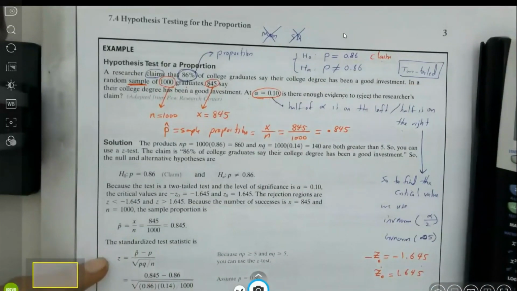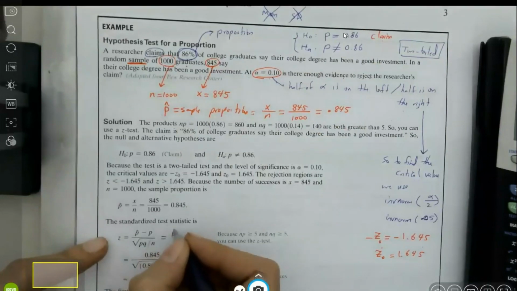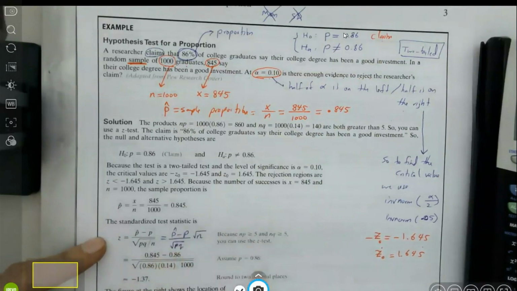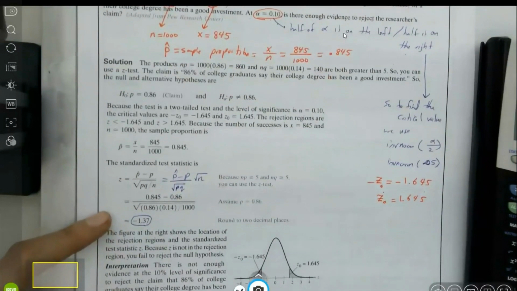Okay, how about our standardized test statistic? Z, or a standardized test statistic, is equal to p-hat minus p divided by square root of pq over n. By doing the calculation, our standardized test statistic is almost negative 1.37. Is this inside the rejection region or not?